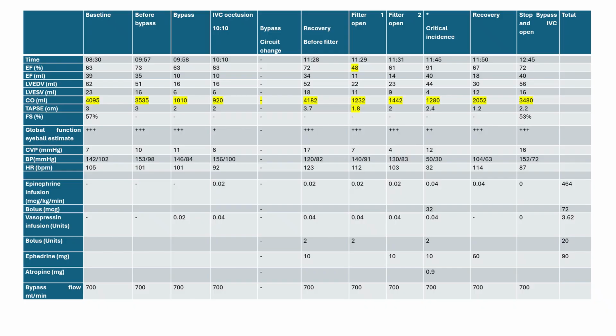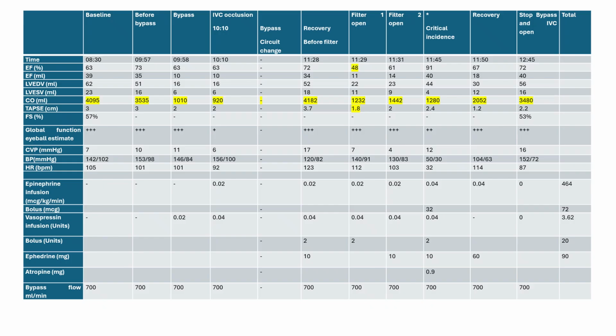This table shows us the data throughout the case. We recorded the findings on the TEE and the medication that we used. Vasopressin was given at the bypass initiation phase. It was an infusion, and it needed to be escalated throughout the case. Same with epinephrine. The patient was started on an infusion at the IVC occlusion phase. Throughout the case, the patient received ephedrine and atropine boluses.